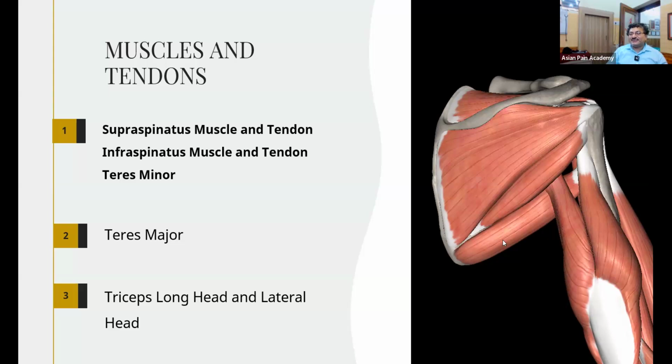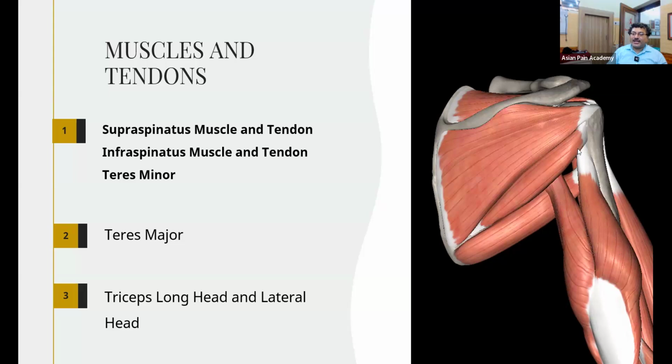But teres major has an important role in the posterior shoulder ultrasound because it makes the boundary of a space that is known as the quadrangular space. Now, there are two important muscles at this point. They're not two important muscles, but two important heads of a muscle. That is the triceps. We have the long head of the triceps and we have the lateral head of the triceps. Basically, triceps has three heads. This is the long head, this is the lateral head, and another head is there which remains here.